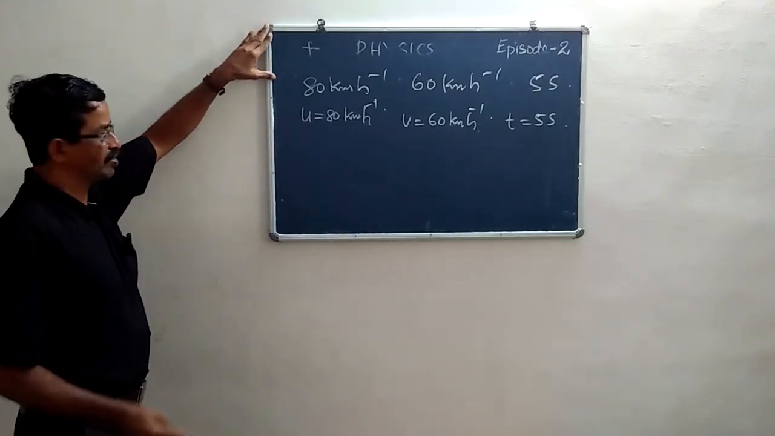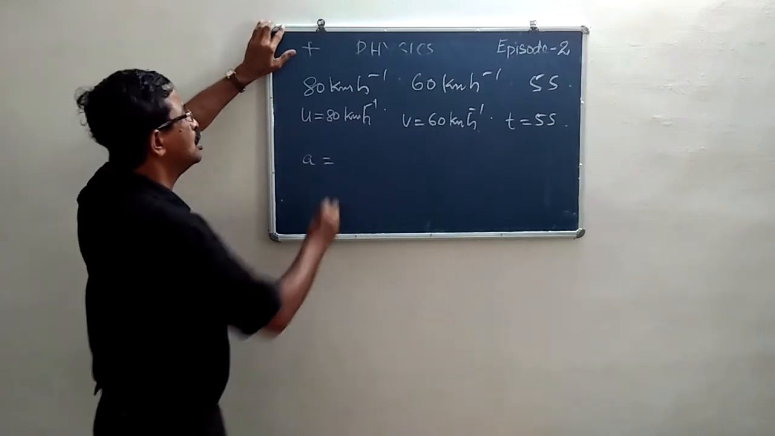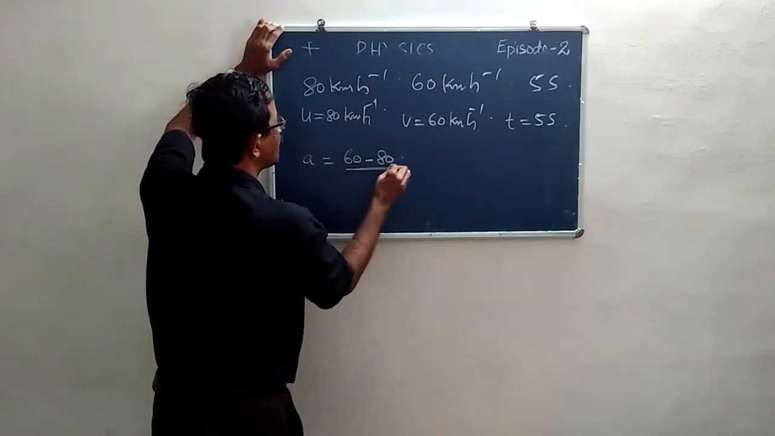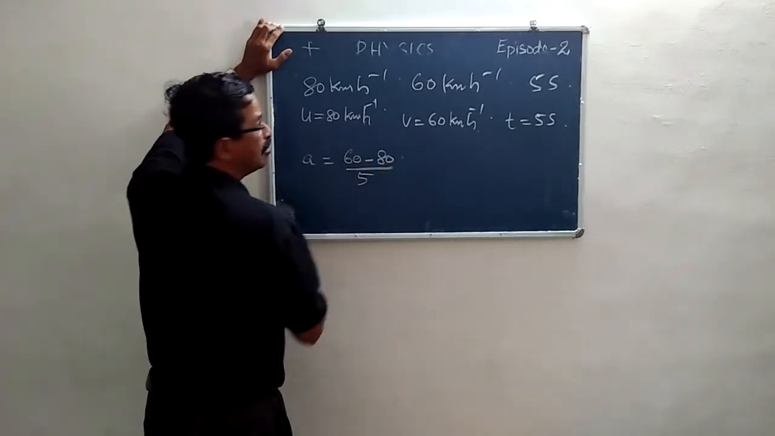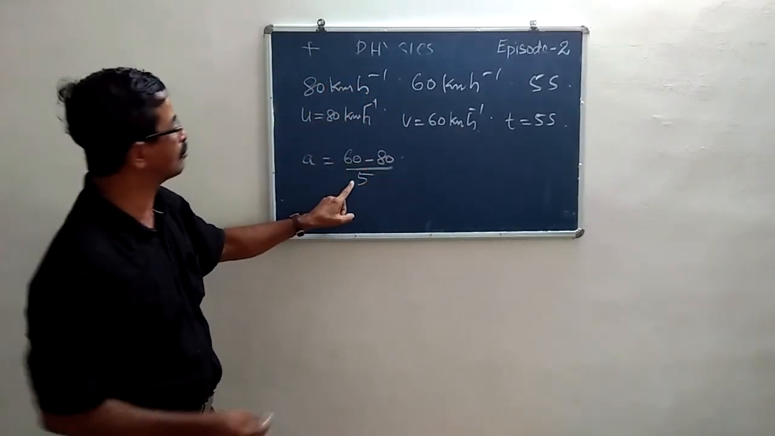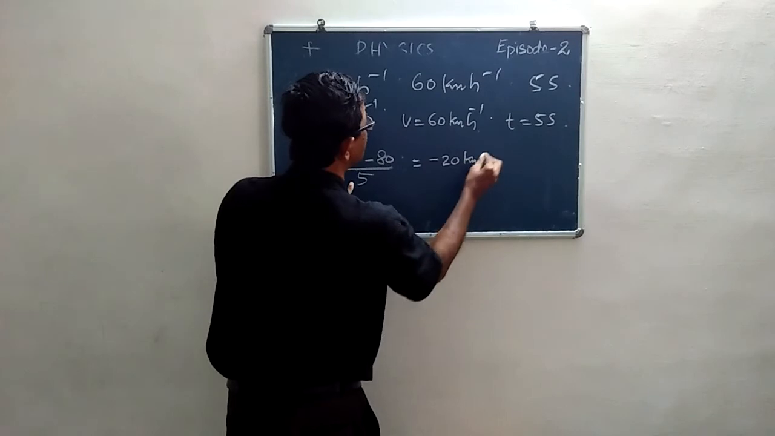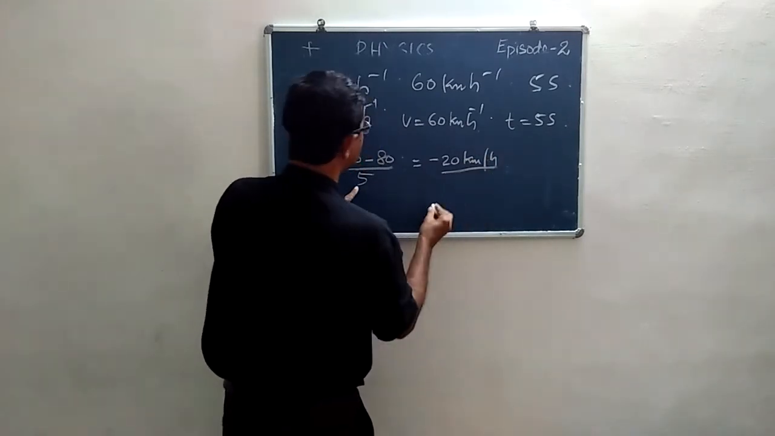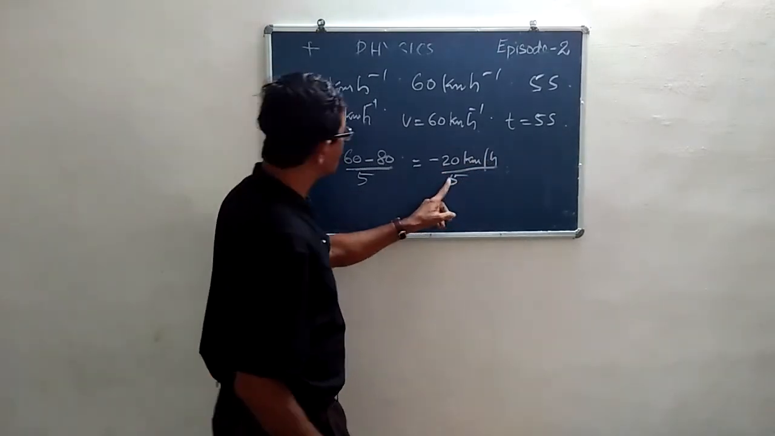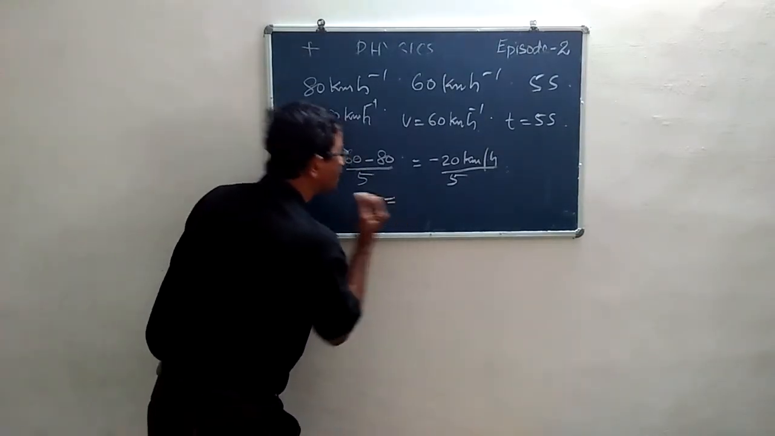Now, we know acceleration is equal to change in velocity by time taken, that is v minus u by t, that is 60 minus 80 by 5, which is equal to minus 20 kilometer per hour by 5 seconds. Here this is kilometer per hour and here it is in seconds, so we can convert both into meter per second.